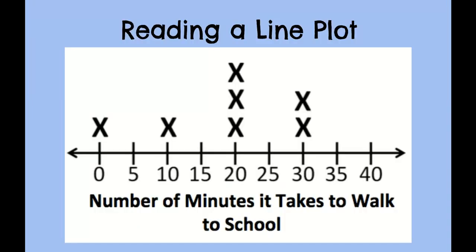Okay, the next thing we're going to be doing is looking at reading a line plot. So it's important to be able to look and see that you have the same amount of giving information as well as getting information. So if you were to look at this, how many students were surveyed total? And you can figure this out by counting the number of X's.